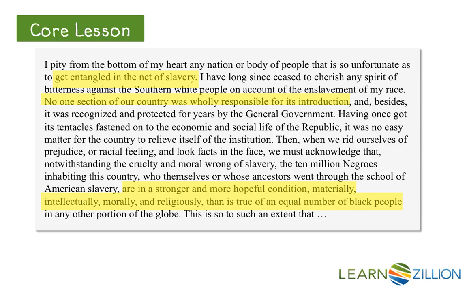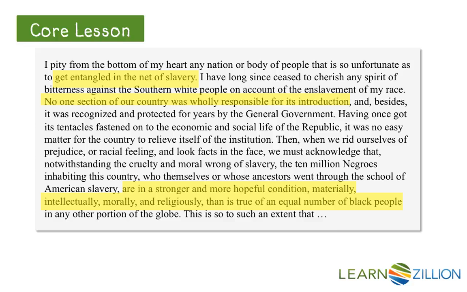But what else is interesting is this passage here about how no one section of our country was wholly responsible for the condition of slavery. This is interesting because Washington really is emphasizing that it's nobody's fault and that it's a difficult thing to get rid of. So there's sort of a natural implication that there should be no bitterness towards anybody.